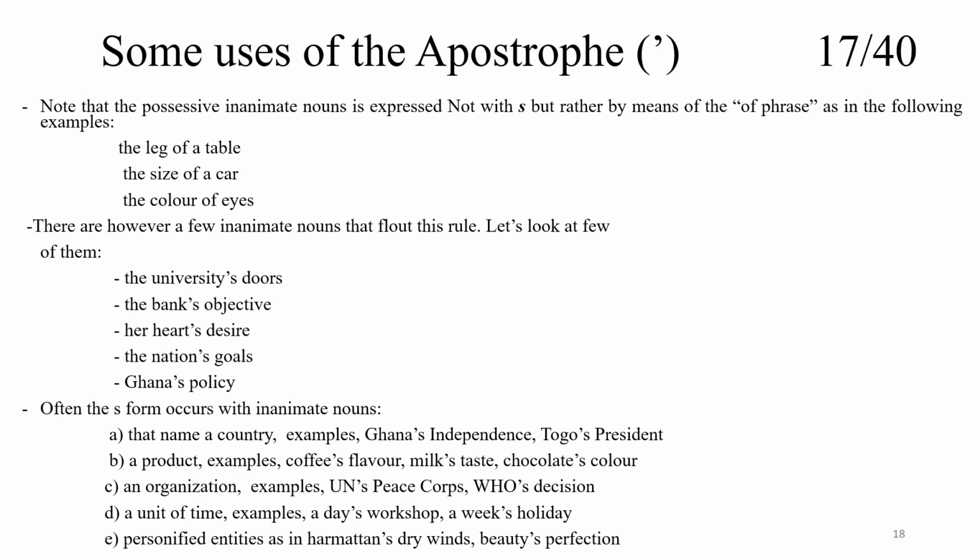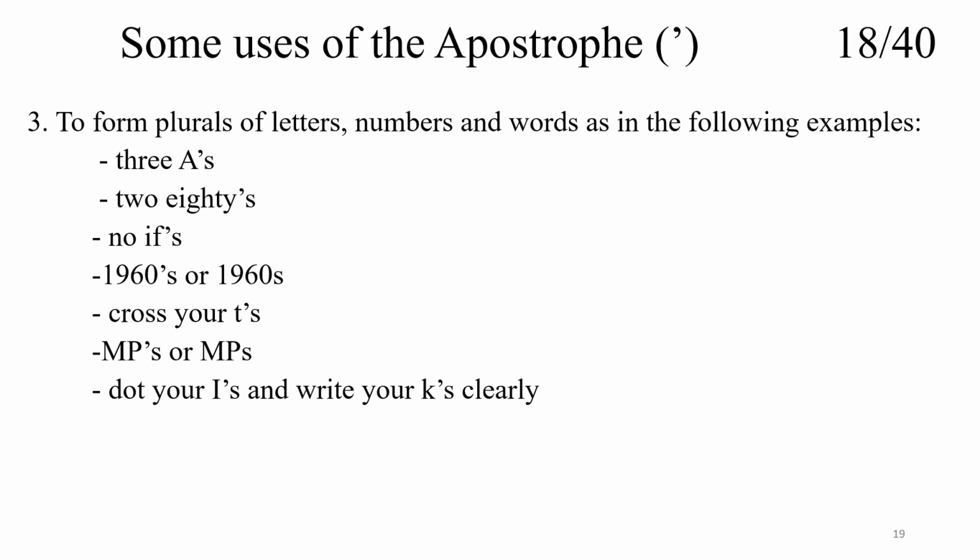If it's an organization, we can mention the apostrophe found in organizations as well. So we can have UN's Peace Corps, WHO's decision. We have them in units of time, such as a day's workshop, a week's holiday, and then personal entities such as Harmattan's dry season, Beauty's perfect, etc.